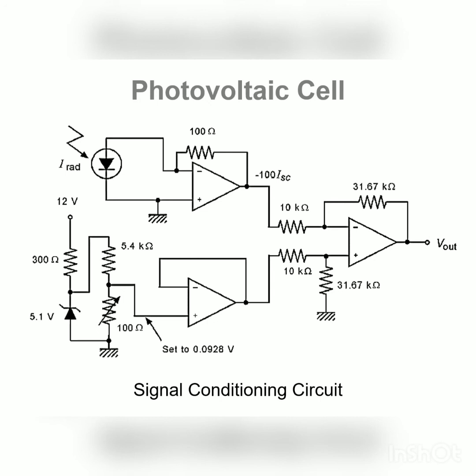Note that the differential amplifier should have a gain of 3.167. So we can use resistors of 31.67 kilo ohm and 10 kilo ohm while connecting to the inverting as well as the non-inverting terminal. So here we will get the final output voltage Vout according to the design data. Thank you.